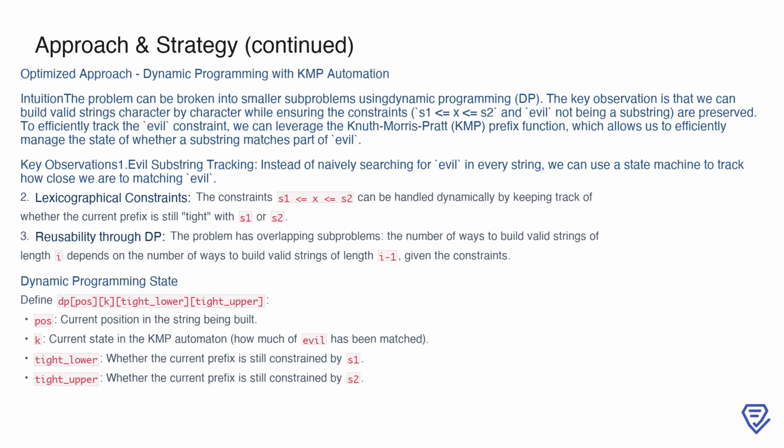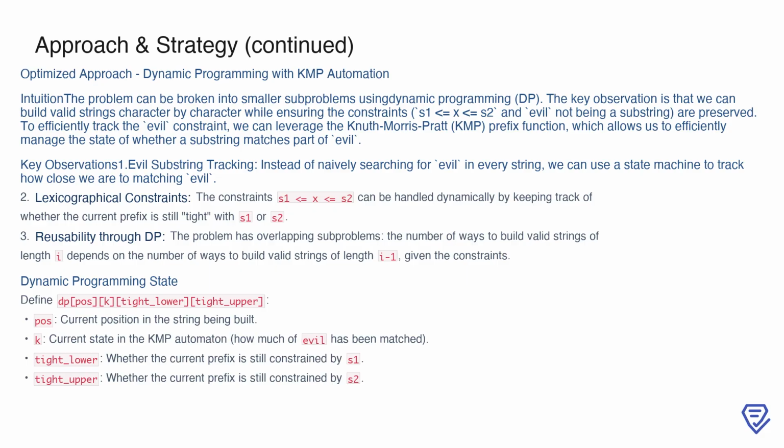To address the inefficiencies of the brute force approach, we turn to a more optimized solution using dynamic programming combined with the Knuth-Morris-Pratt (KMP) algorithm. The core idea is to build valid strings one character at a time, ensuring that the constraints S1 <= X <= S2 and avoiding the substring evil are maintained throughout. The KMP prefix function is especially helpful here, as it allows us to efficiently track how close the current string is to matching the evil substring. By treating this as a state machine, we avoid the need to explicitly check for evil at each step.